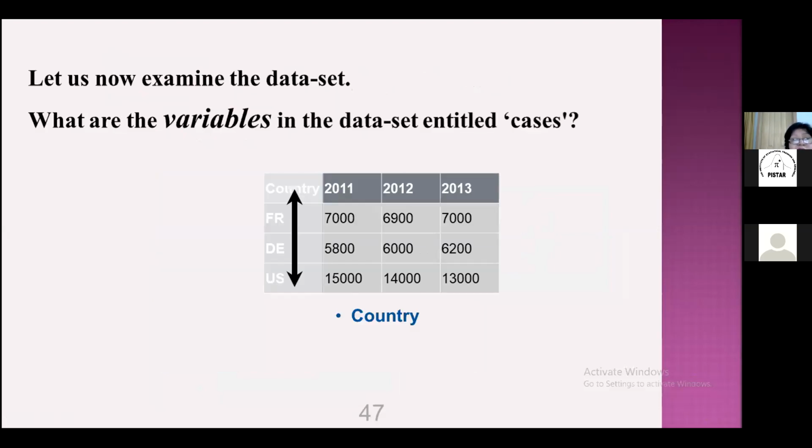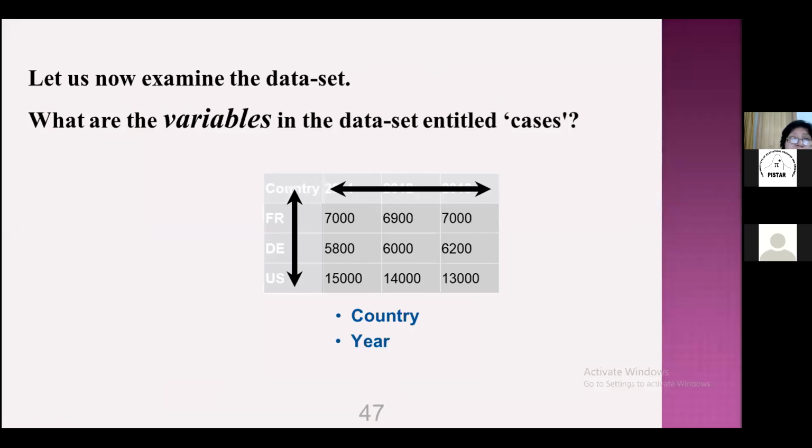Now, let us examine this data set. Let us look at it in a slightly different way. What are the variables in this data set? The first one is already highlighted: country, France, Denmark, USA. So we've written here, country, the first variable. But then we have another one, right? The year, 2011, 12, 13. So obviously that's the second variable.